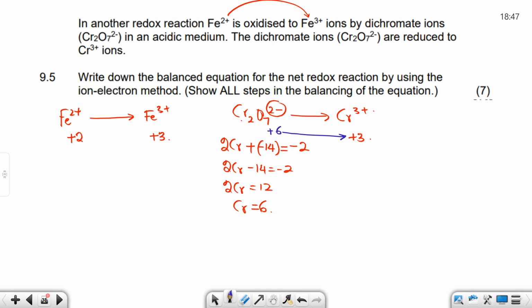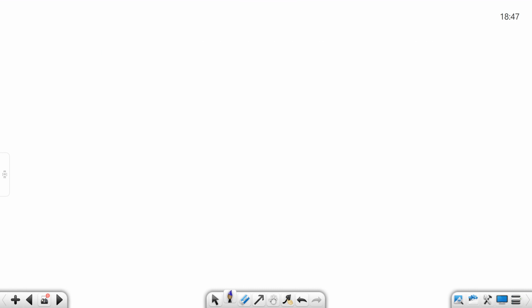Write down the balanced equation for the net redox by using the ion electron transfer. When they say ion electron transfer, you need to write the oxidation first.